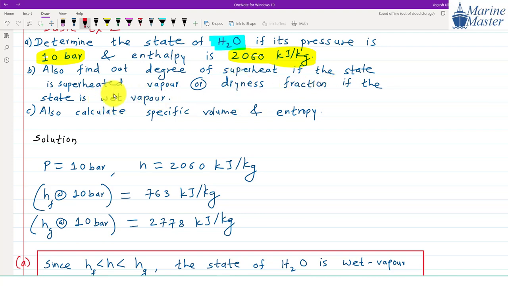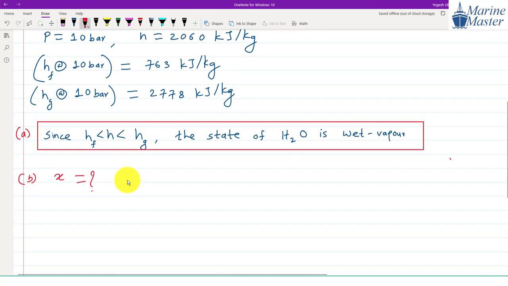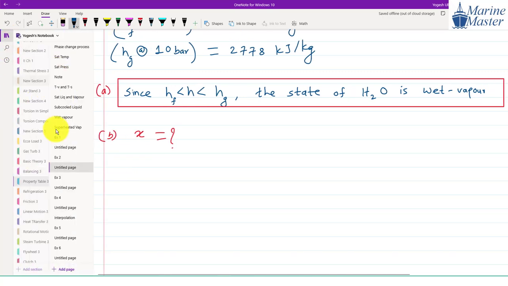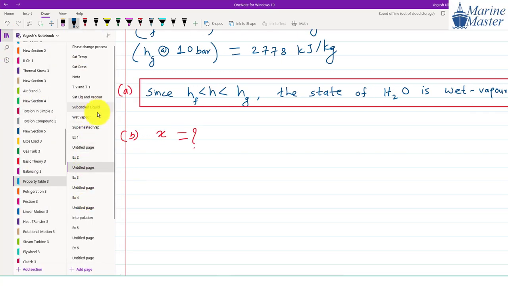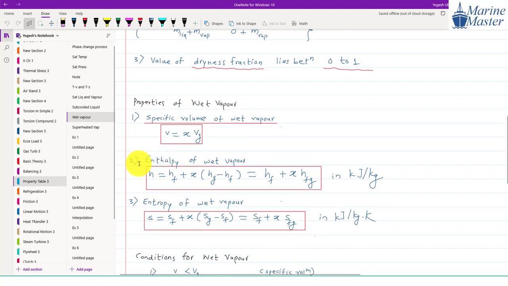So what we have to find out in B part? Our target is to find X. Dryness fraction means X. And how to get the value of X in B part? Try to see the scenario here. We have seen relations of the properties of wet vapor. See these three relations: first one specific volume, second one enthalpy, third one entropy.